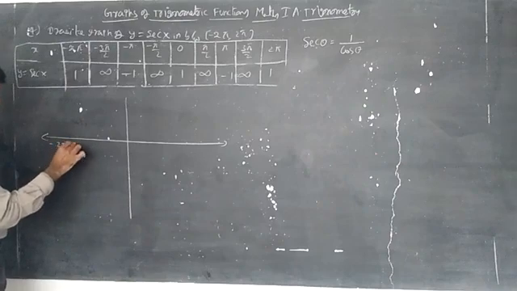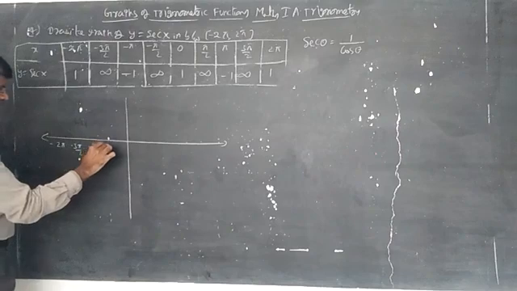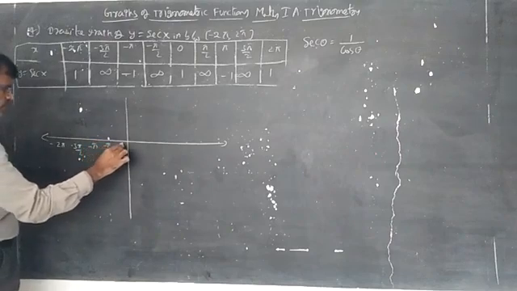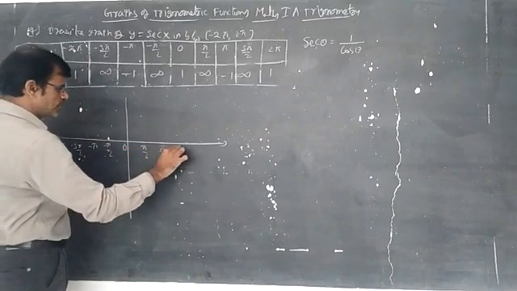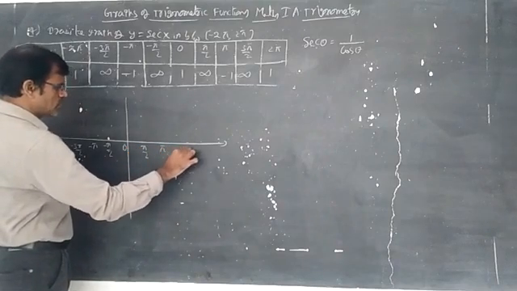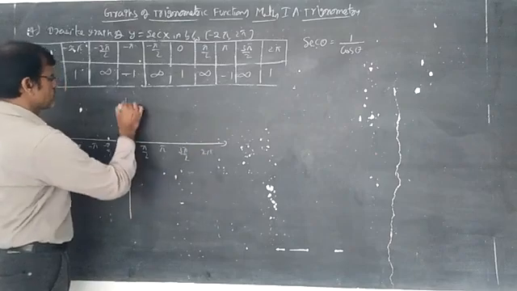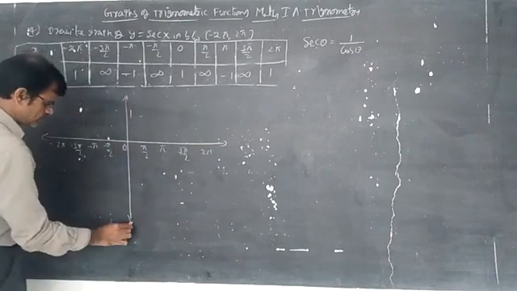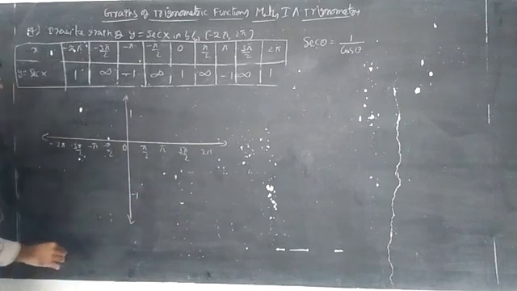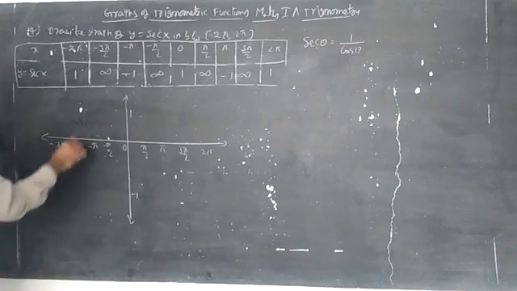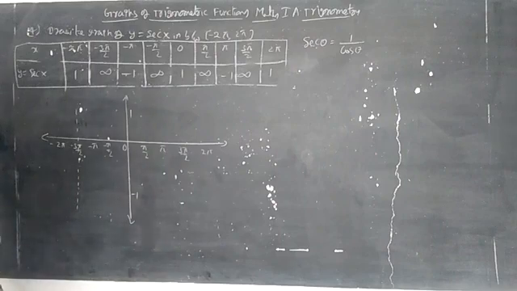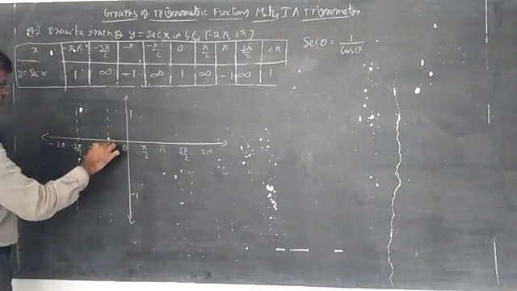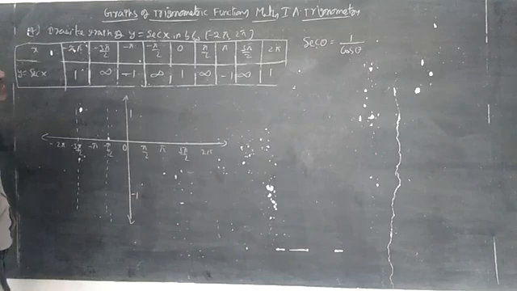Minus 2 pi, minus 3 pi by 2, minus pi by 2. This is 0. This is pi by 2, pi, 3 pi by 2, and this is 2 pi. Put here 1. This is minus 1. Whenever infinity is there, you simply draw the lines, meaning that it is not defined. Minus pi by 2, here also simply draw the lines.